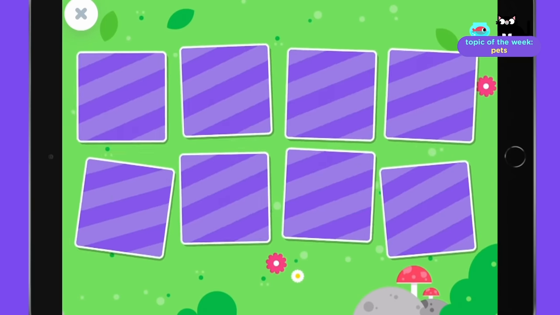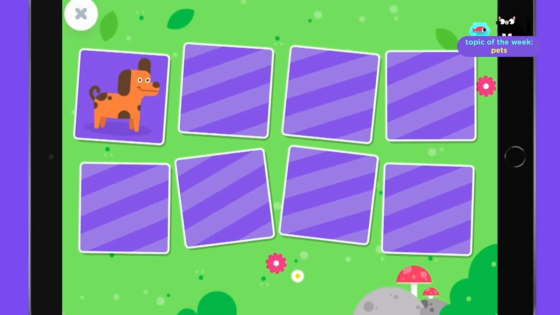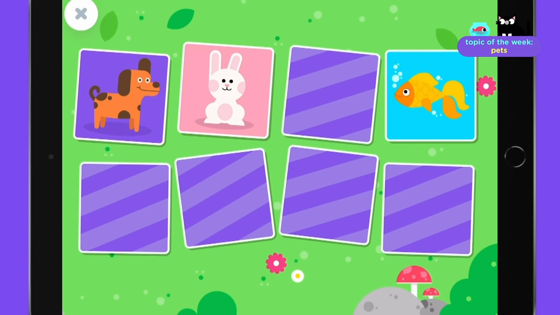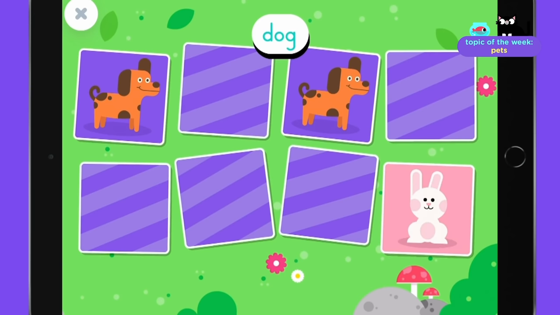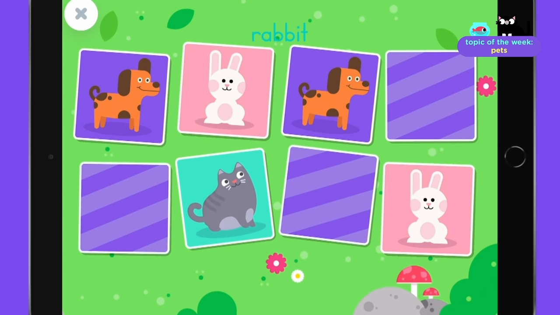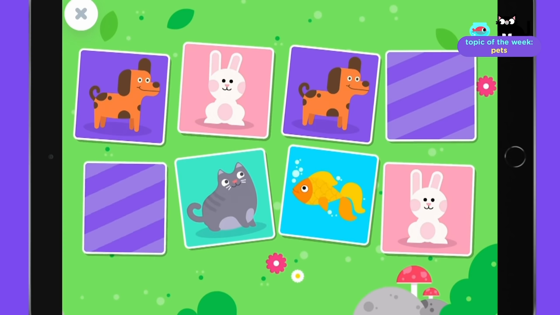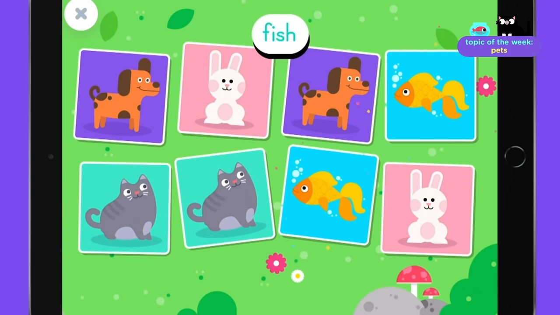Let's play again. Dog, rabbit, fish. Dog, rabbit, rabbit, cat, fish, cat, fish. Congratulations!